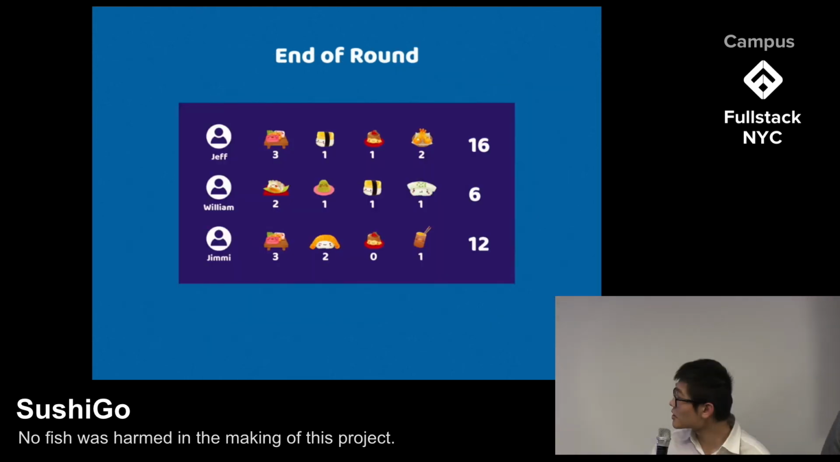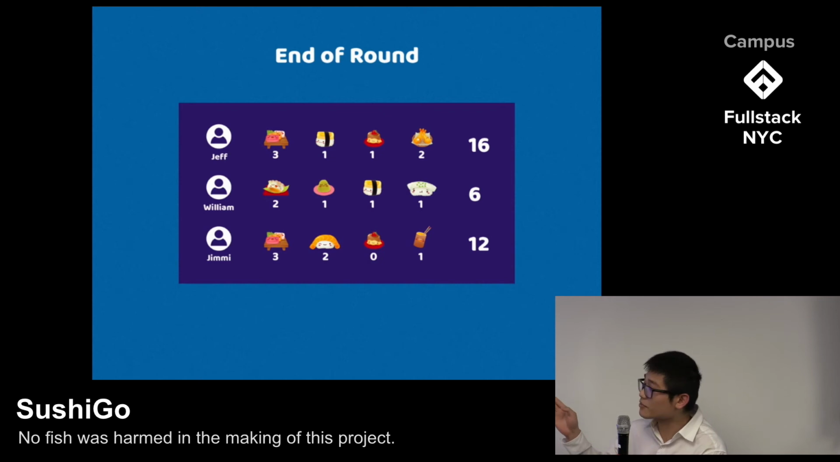Thank you, Jeff. So this is the end of round view. After a user has played his last card in his hand, the server will receive a signal to calculate the round score and also generate a new hand for the next game. Then the server will broadcast the user information and the hands to start the next round.